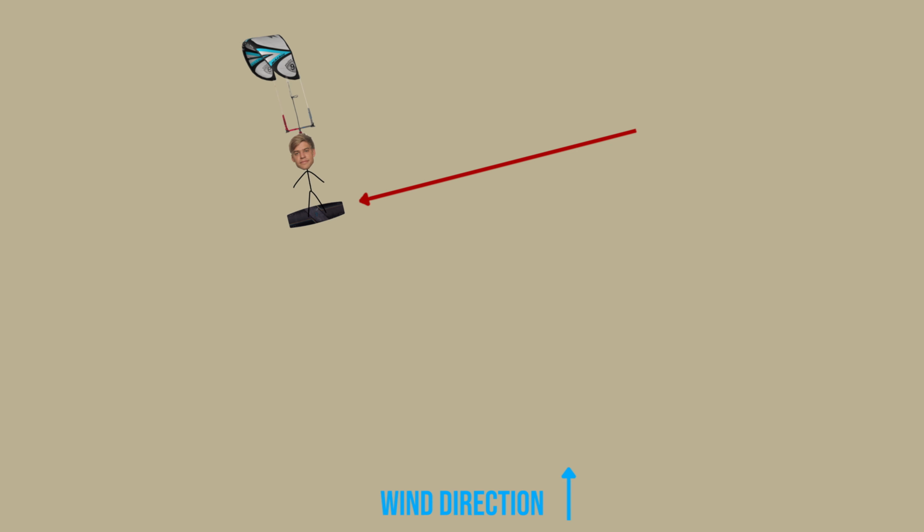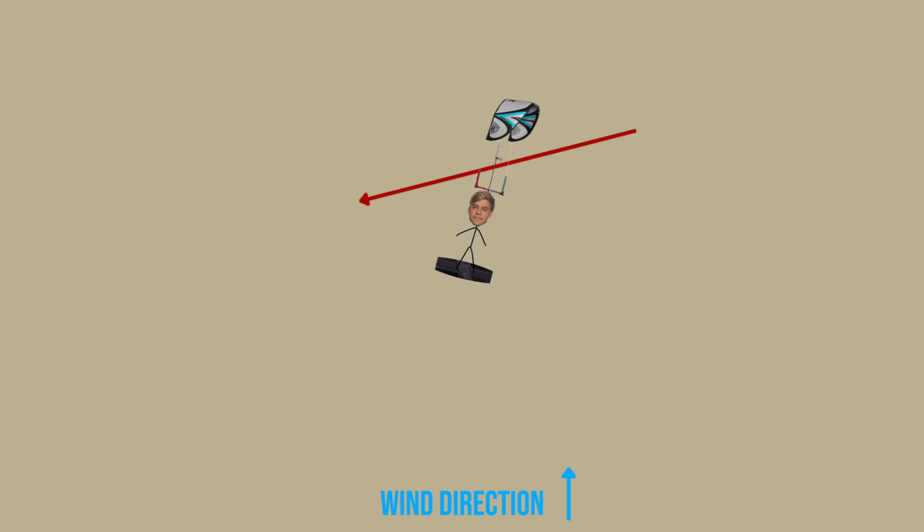Once the kite surfer reaches a certain point, they'll then turn around and follow the same process in the opposite direction, resulting in this zigzag pattern of riding going into the wind.